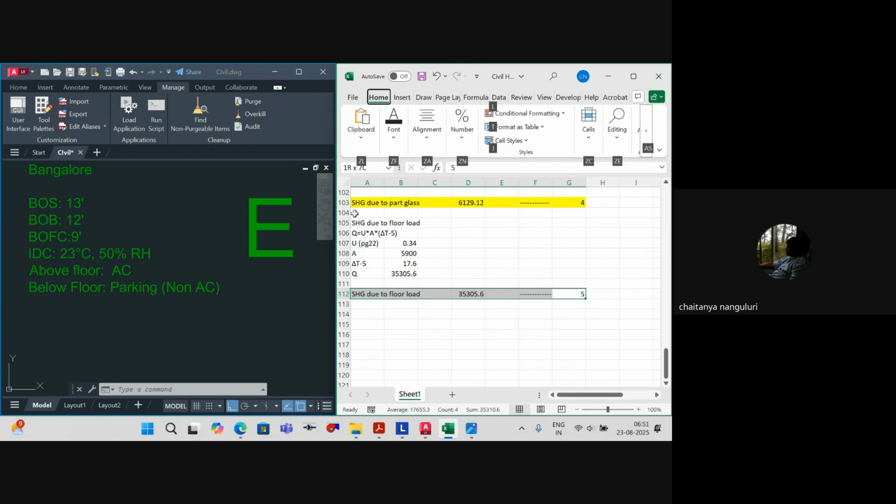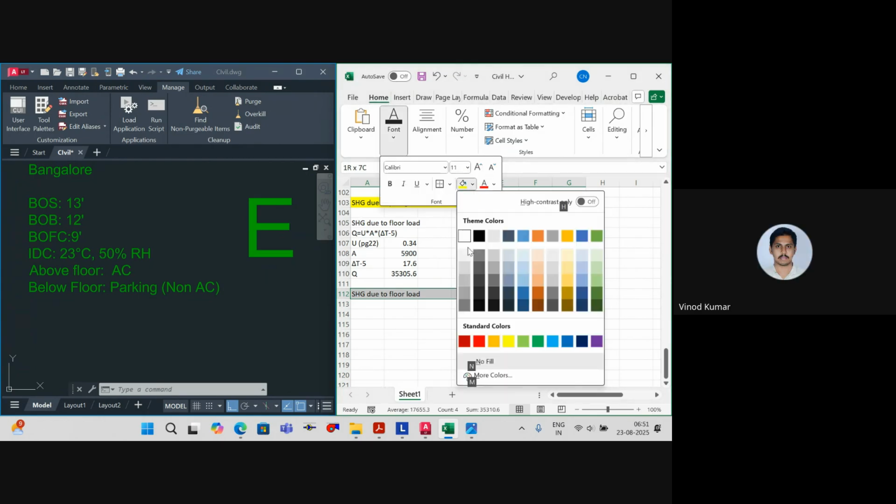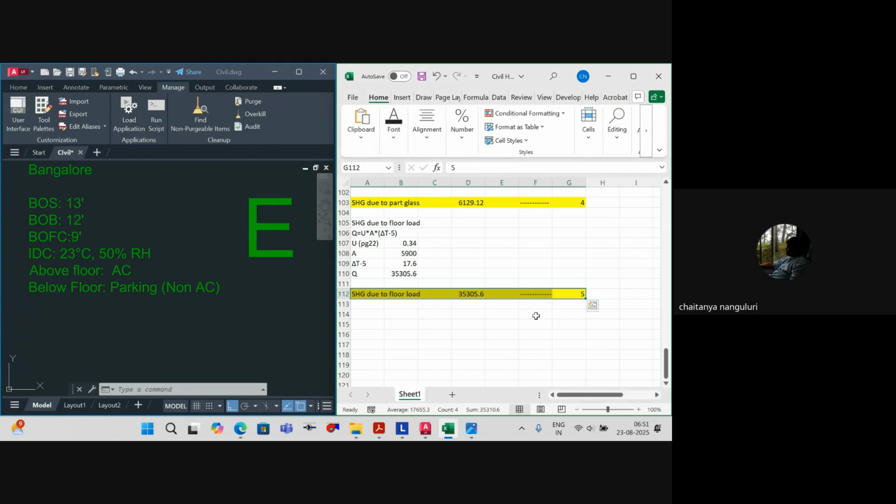Yes, obviously. But don't worry. Instead of what we generally use, 0.34, we take an upper value, 0.37, like that. Your heat load estimation will be more.